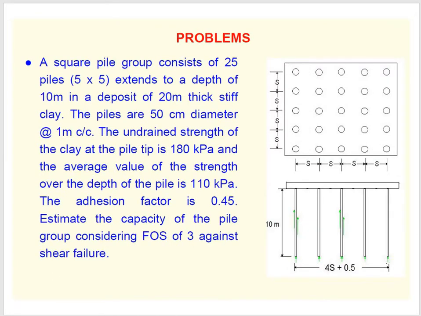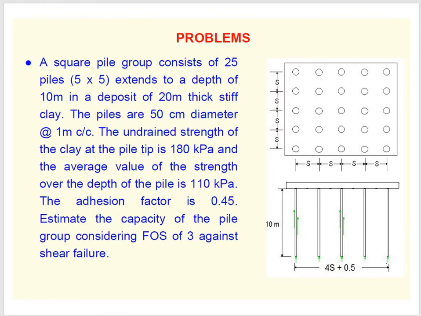Now let us discuss a problem. So usually for pile groups, most of the questions come for clay strata, because in granular strata the problem is straightforward. You just find the individual capacity and multiply it with the number. But here in the case of clay soil, you need to find the capacity of that group block. So most of the questions will be asked for clay soil as far as pile group efficiency is concerned. So here let us solve a problem.